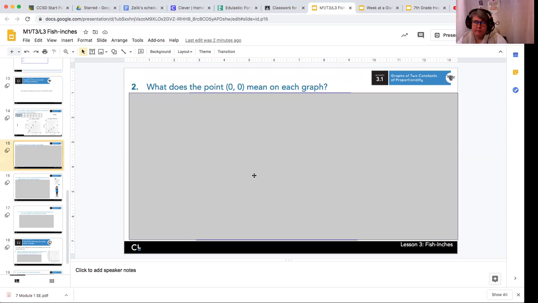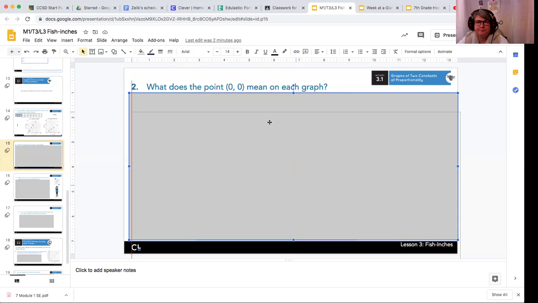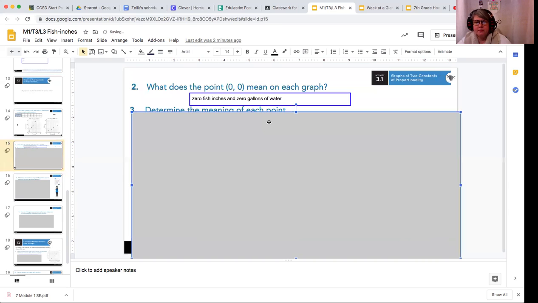I think we went over most of these questions, but I'm gonna go over them again quickly. The 0,0 means that there are 0 fish inches, 0 gallons of water. You've changed your mind, you're not getting any fish.